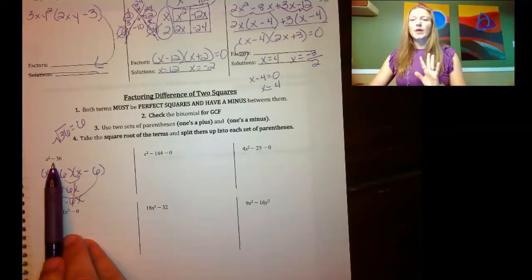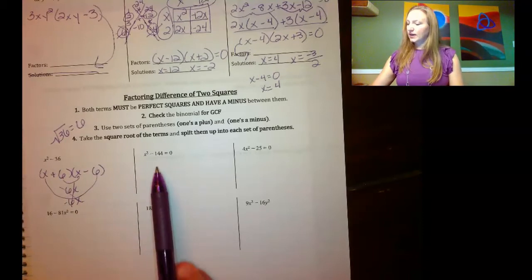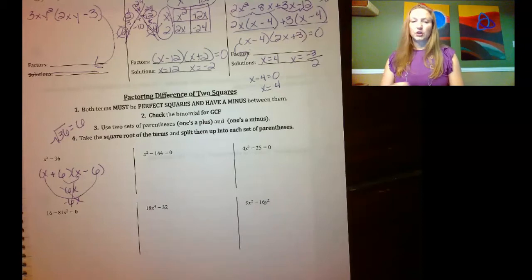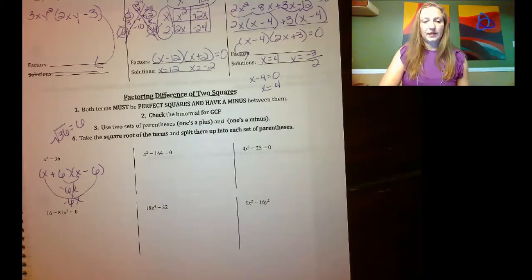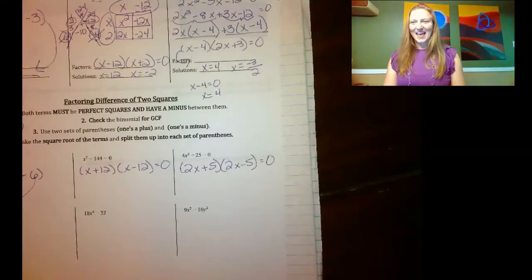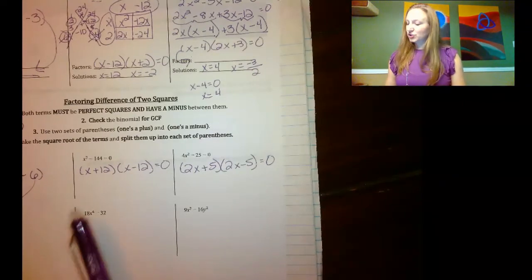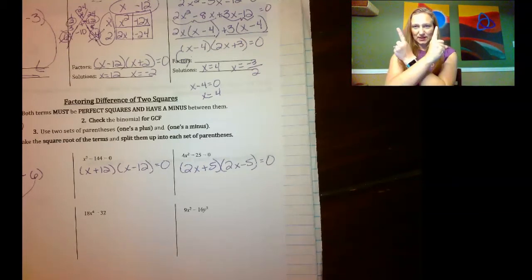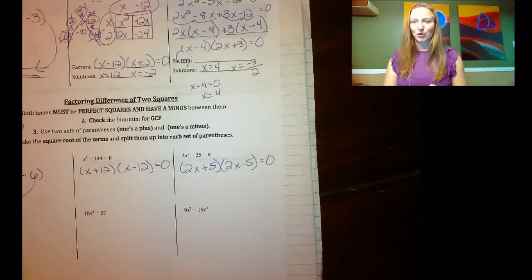So what I would like you to do right now is pause the video and try the next two problems on your own and see if you can figure out what they would be. Factors, just the factors. Did you get it? On the first one, you should have gotten x plus 12 and x minus 12. Remember, it doesn't matter which order they're in. So if you did x minus 12 first, that's perfectly acceptable because remember, 3 times 4 is the same as 4 times 3. We can multiply in any order.